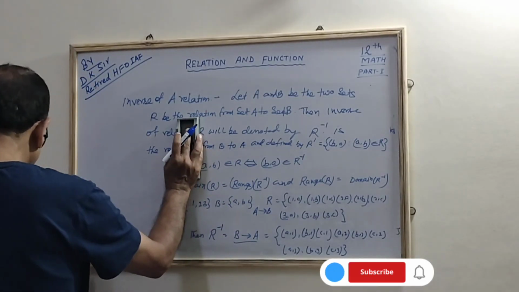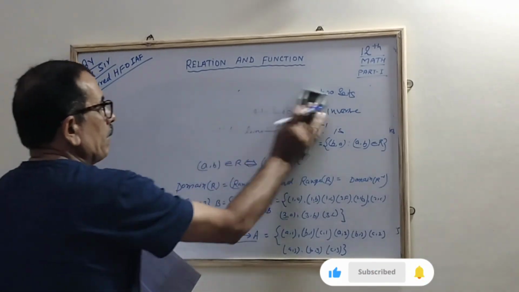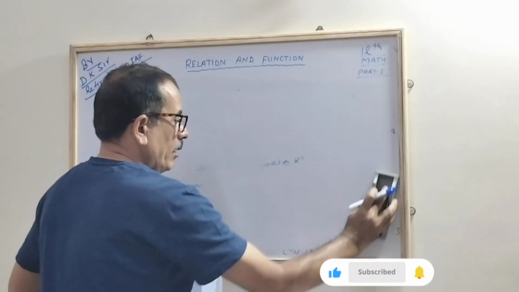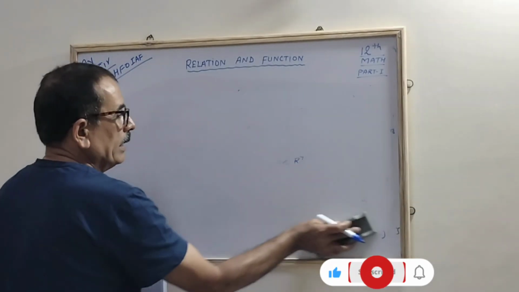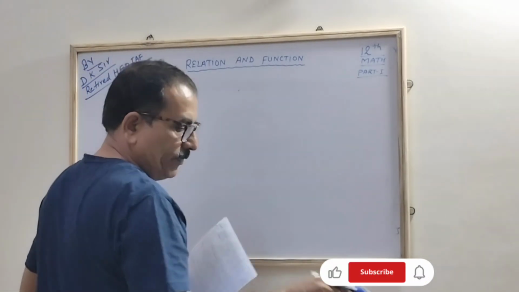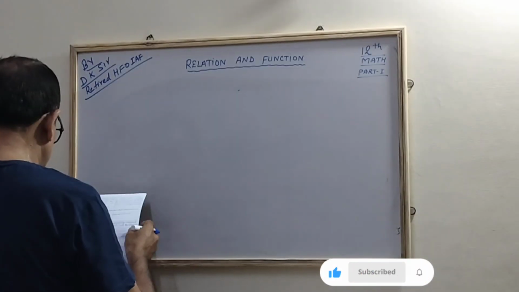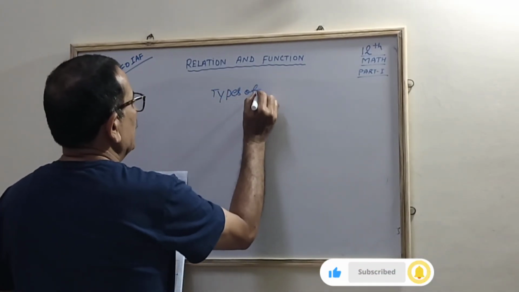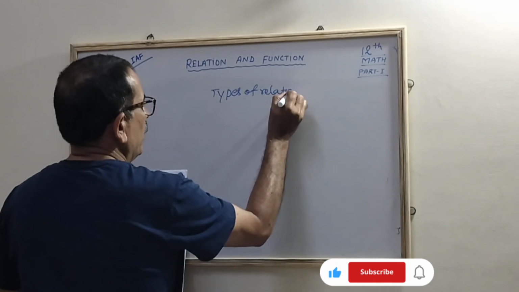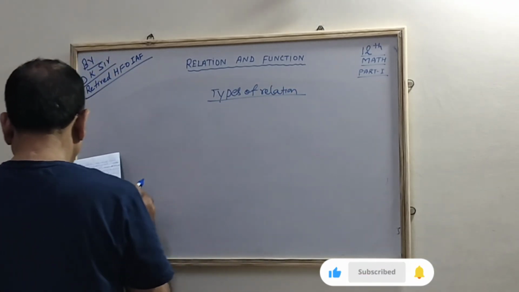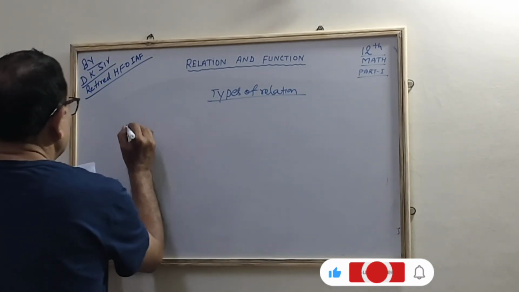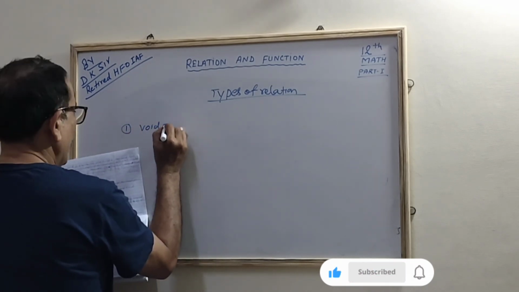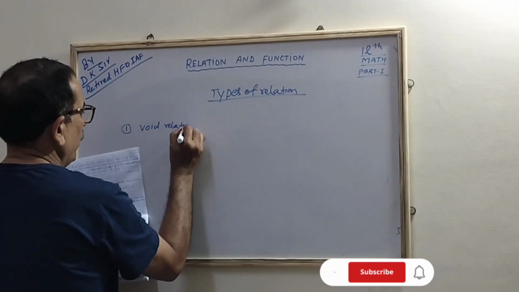Next we will see the types of relations. What are the types of relations? There are different types of relations. The first is the void relation.